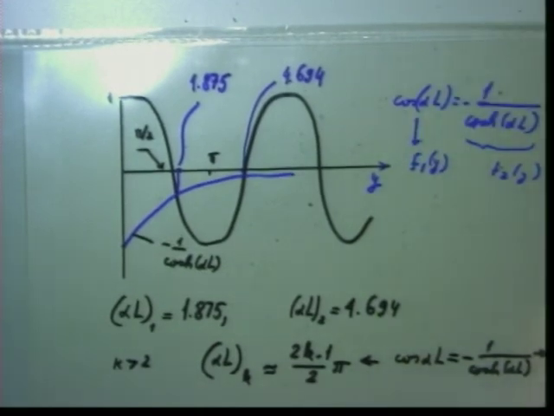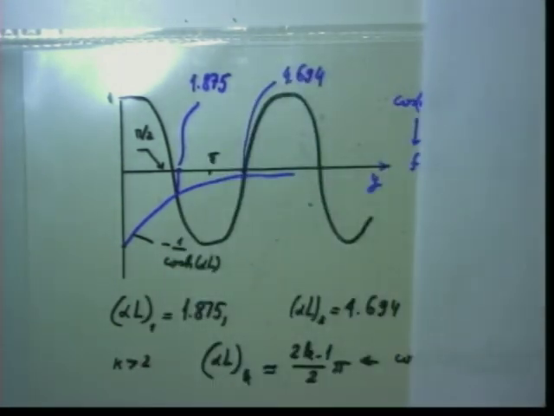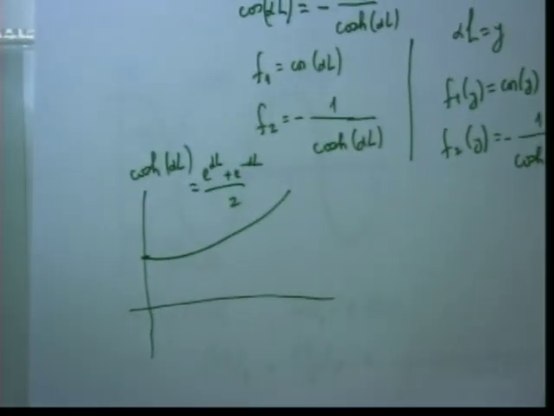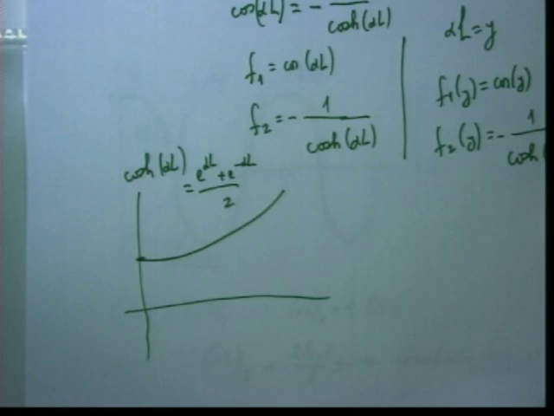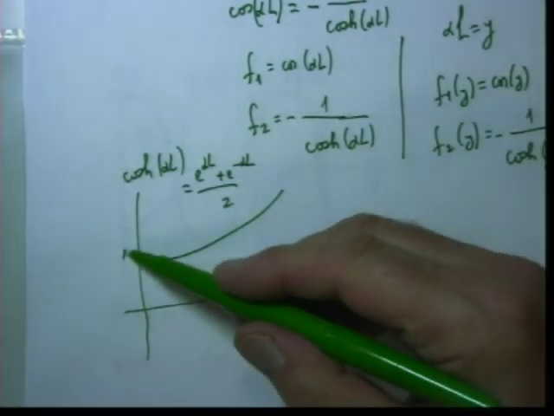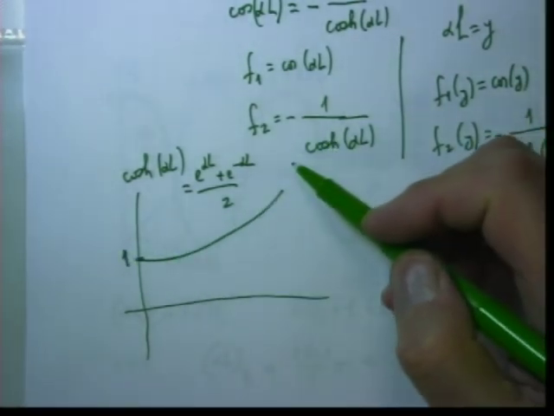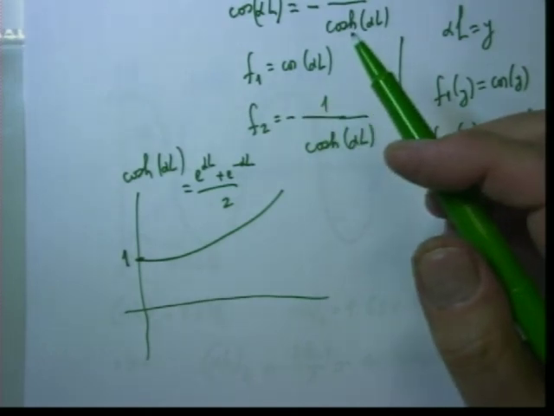Now, hyperbolic cosine starts with 1. Hyperbolic cosine equals e to the power alpha L plus e to the power minus alpha L, divided by 2. So this is such a function. Hyperbolic cosine starts from 1 and goes up to infinity.